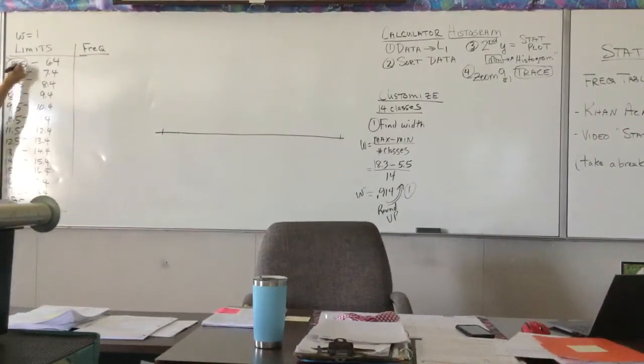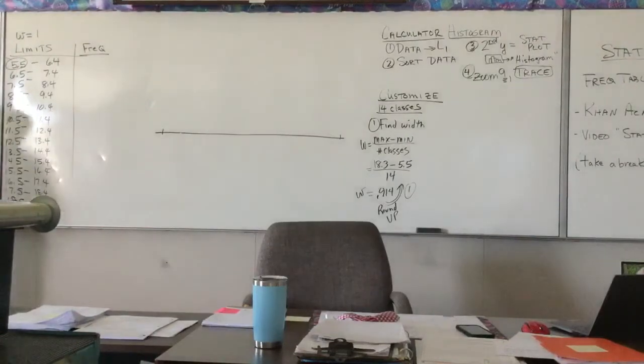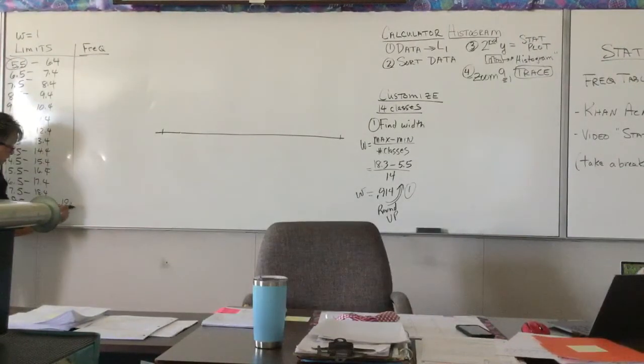So if this is 5.5, the boundary value would be 5.45. So we're 0.05 smaller. The bottom down here, 19.4, the boundary would become 19.45. So 19.45 for the highest, this is the max boundary.